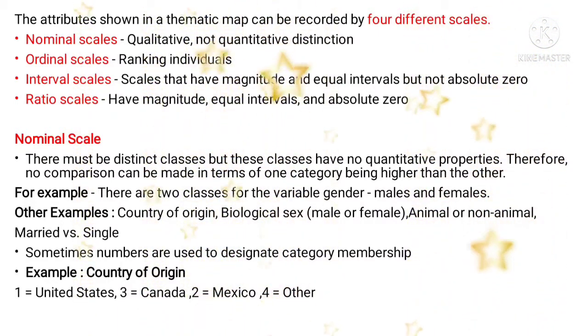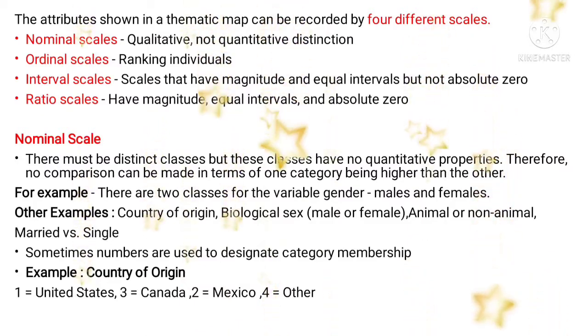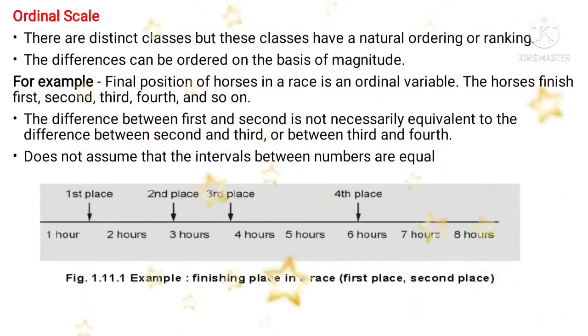An example is male or female. It cannot be ranked. That is called a nominal scale. Another example is married versus single. So if the value cannot be ranked, we call that a nominal scale. And ordinal means ranking individuals. So we are giving ranks to the values, or we are giving interval values to the attribute. So that is called an ordinal scale.